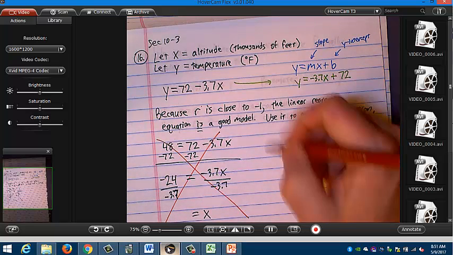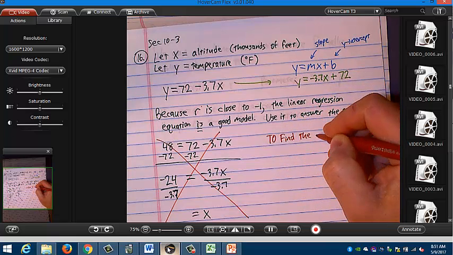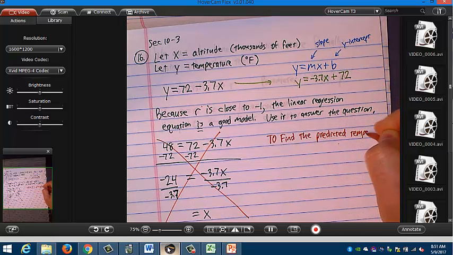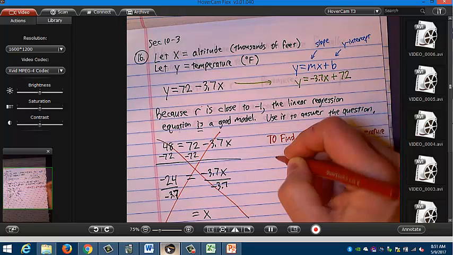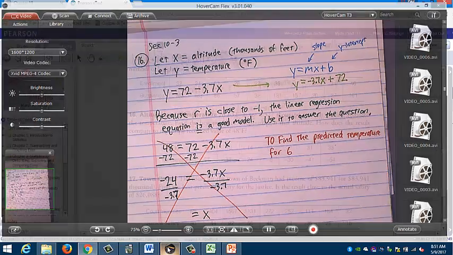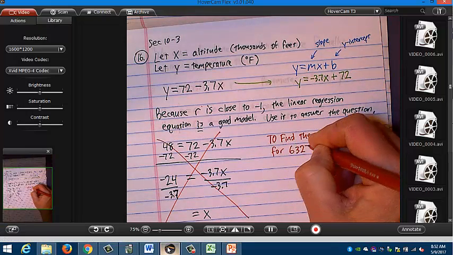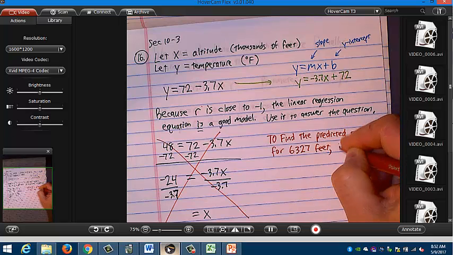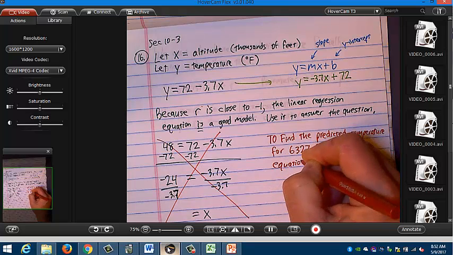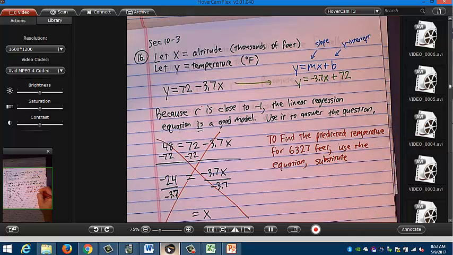So to find the predicted temperature for 6,327 feet, use the equation, and what will we substitute? First of all, should that go in for x or y? That's important to understand.